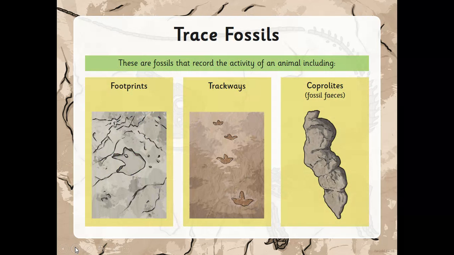So, trace fossils. These are fossils that record the activity of an animal, including footprints, trackways, coprolites, fossil feces, fossil poo.